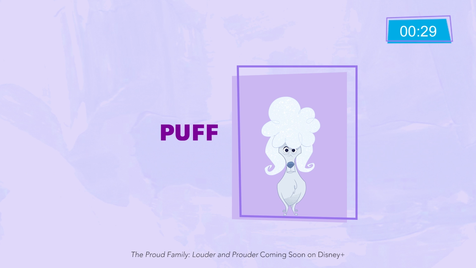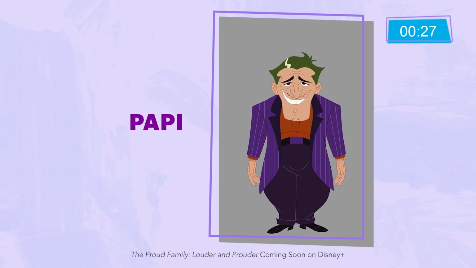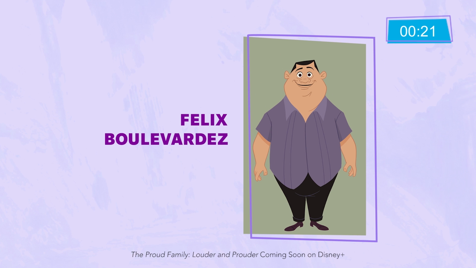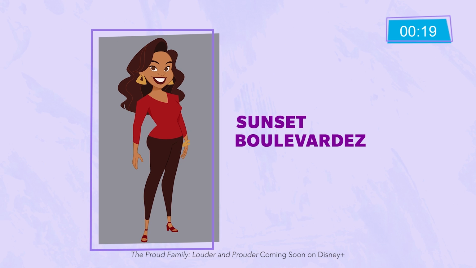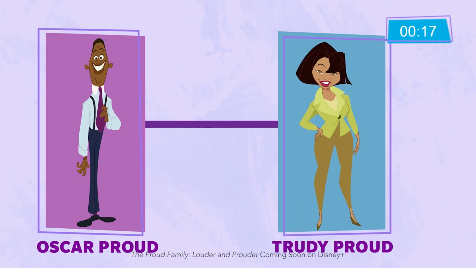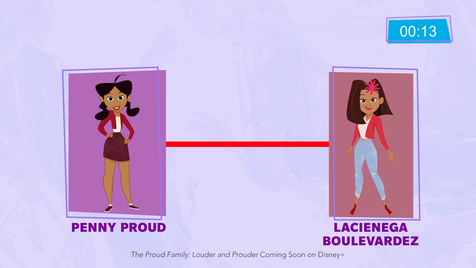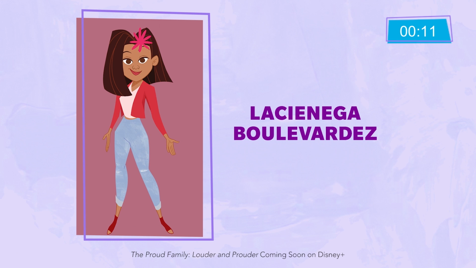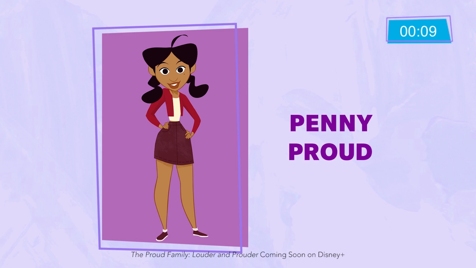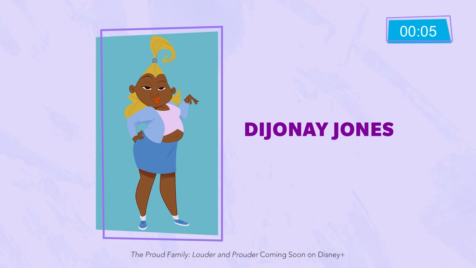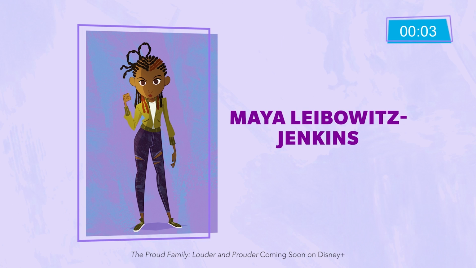Puff, Sugar Mama's dog. Poppy, Sugar Mama's unwitting boyfriend and the father of Felix. Felix, La Cienega Boulevard as his dad, and also runs his own construction company. Sunset, Felix's wife. She and Felix are Oscar and Trudy's best friends, despite the fact that their daughters are frenemies. La Cienega, forever the frenemy to Penny Proud. Zoe, Penny's good friend, part of the crew. And Dejanay is her loyalist friend. Maya, the new kid on the block, and she's woke, y'all.